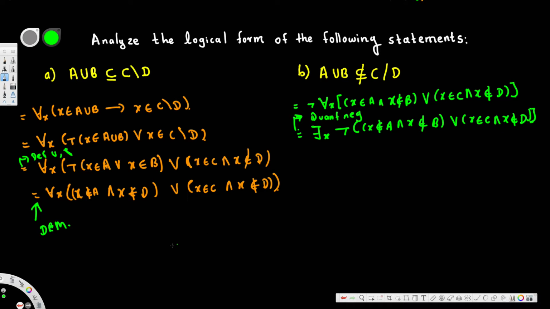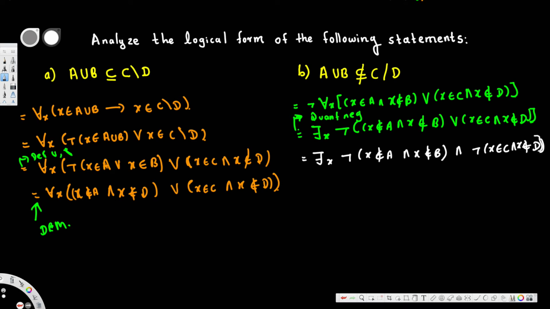The next one is we are going to use De Morgan's. Since we have negation, we can do De Morgan's for that, but let's do De Morgan's for the whole thing. If we do that, this is going to become there exists an x, not x belongs to A and x not belongs to B, and this or will change into and, not x belongs to C and x not belongs to D.